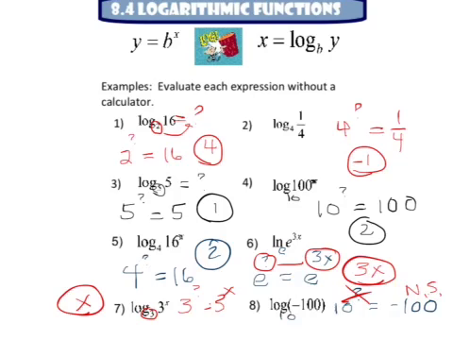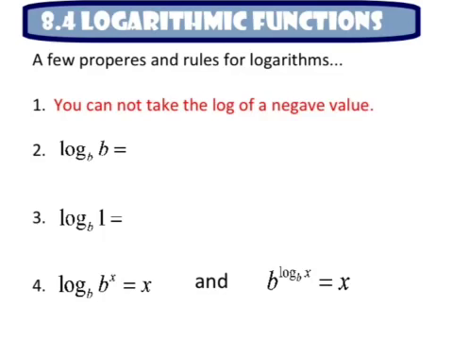And this brings us to a couple of properties for logarithms. The first rule or property is that you cannot take the log of a negative value, and you'll have to excuse this typo, negative. You cannot take the log of a negative value. That has to do with the domain, and that'll be discussed in the next lesson with graphing.